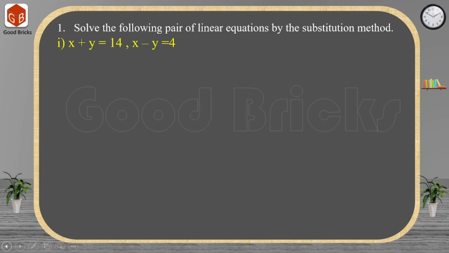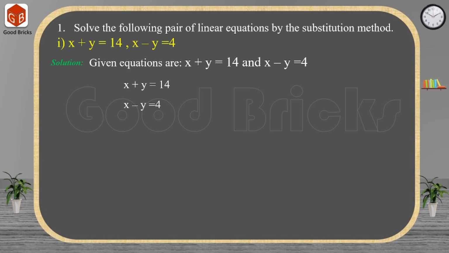Hi guys, let us now solve the first bit of the first problem in exercise 3.2. They have given two equations and are asking us to solve using the substitution method. So first let us take the given information. We are assuming that the first one, x plus y is equal to 14, is the first equation, and x minus y is equal to 4 is the second equation.